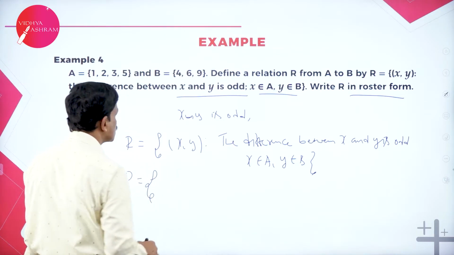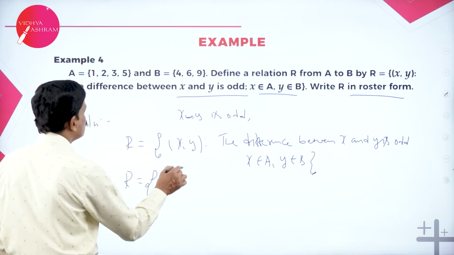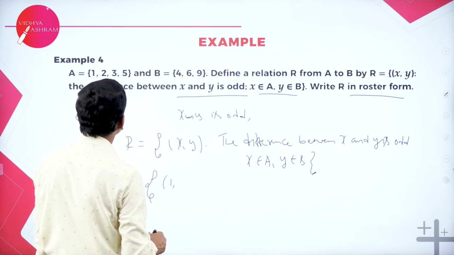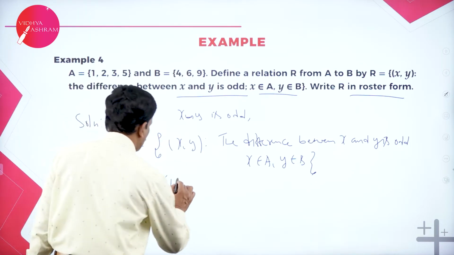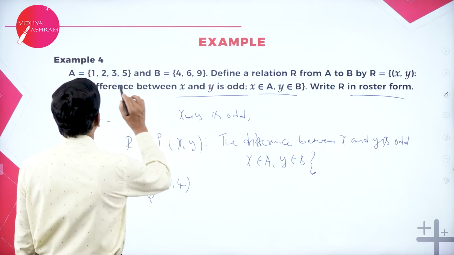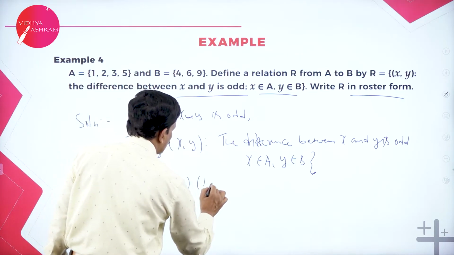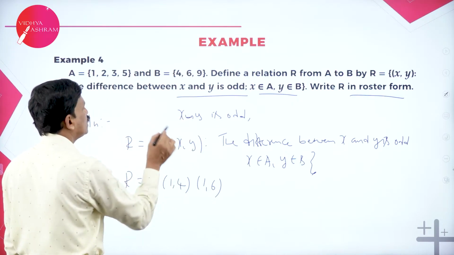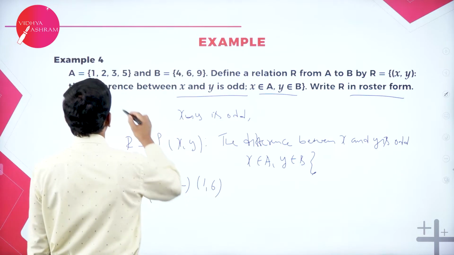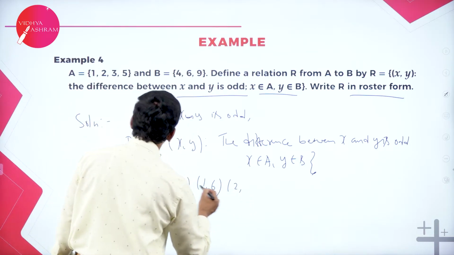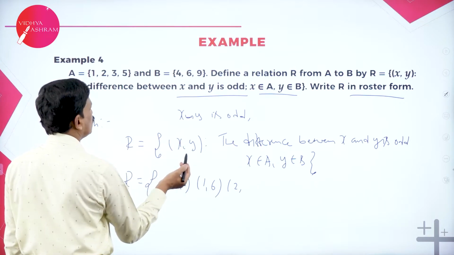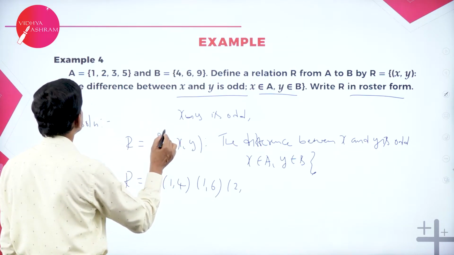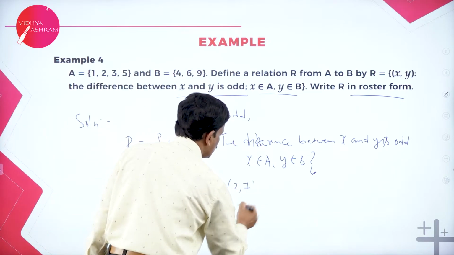R is equal to (x, y), where x belongs to A. When x is 1, the difference between 1 and 4 is an odd number, so (1, 4). The difference between 1 and 6 is again an odd number. Again the difference between 1 and 9, 1 minus 9 is 8, this is not an odd number. Now let us come to the second element, 2. (2, 4) is not odd, (2, 6) is not odd, and 2 and 9 gives 7. So this is (2, 9).